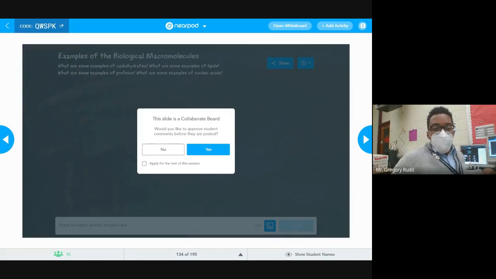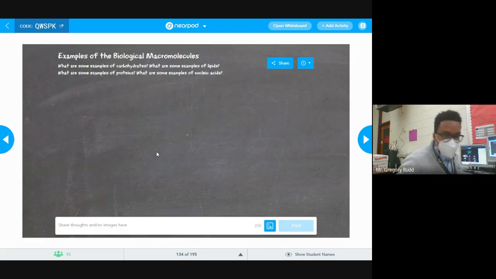All right, so as promised, here's a collaborate board. I want you to give me some examples of carbs. You don't need to give me an example for each one. Just give me some stuff as it comes to your mind. What examples can we remember of these four macromolecules? And make sure you tell me what it's an example of. So if it's, for example, glucose, make sure you say it's an example of carbs.